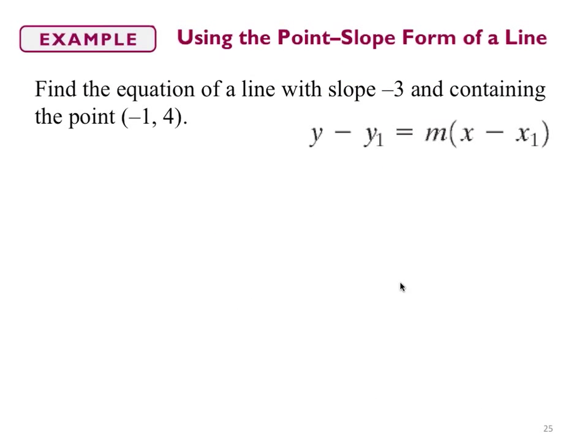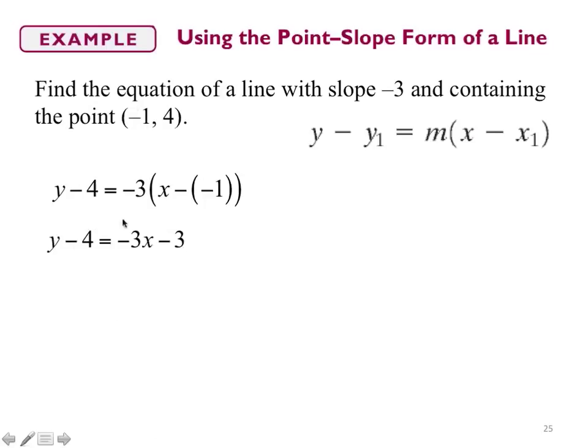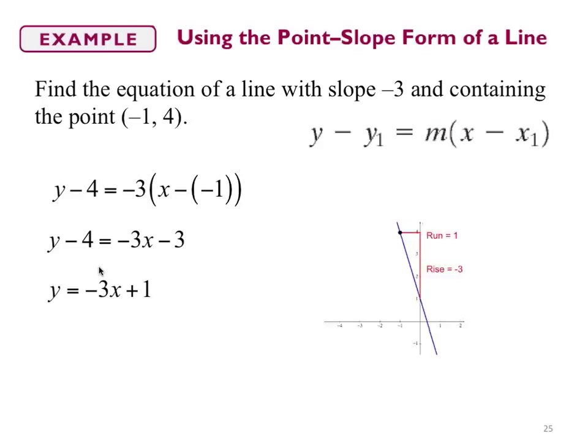Okay, now if you're given some different information, like a slope and a point, you're going to use the point-slope form of a line, which is y minus y1 equals m times x minus x1. So you're going to plug in your point, y minus 4, because that's the y-coordinate, equals m, which is -3, that's your slope, times x minus -1. So if we make this look a little nicer, we go ahead and distribute everything. We get y minus 4 equals -3x minus 3. And then we add 4, so we get y equals -3x plus 1.